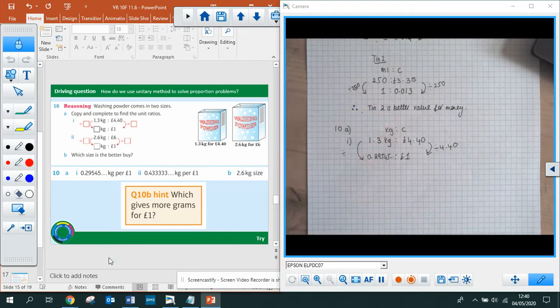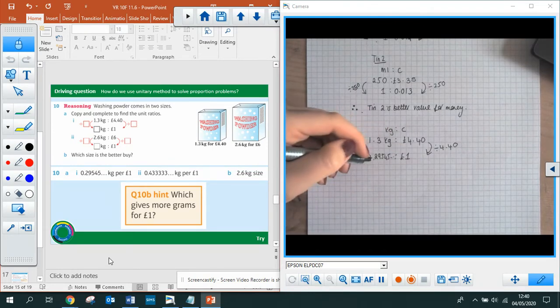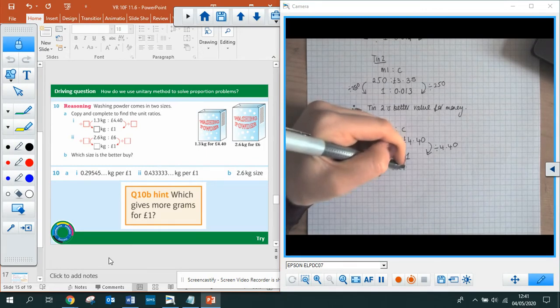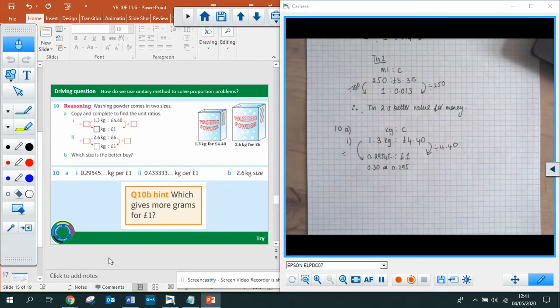Okay, and your calculator, it carries on. They haven't rounded it. If you did round it, if you did to 2 decimal places, you'd get 0.30 or 0.295 to 3 decimal places, okay?